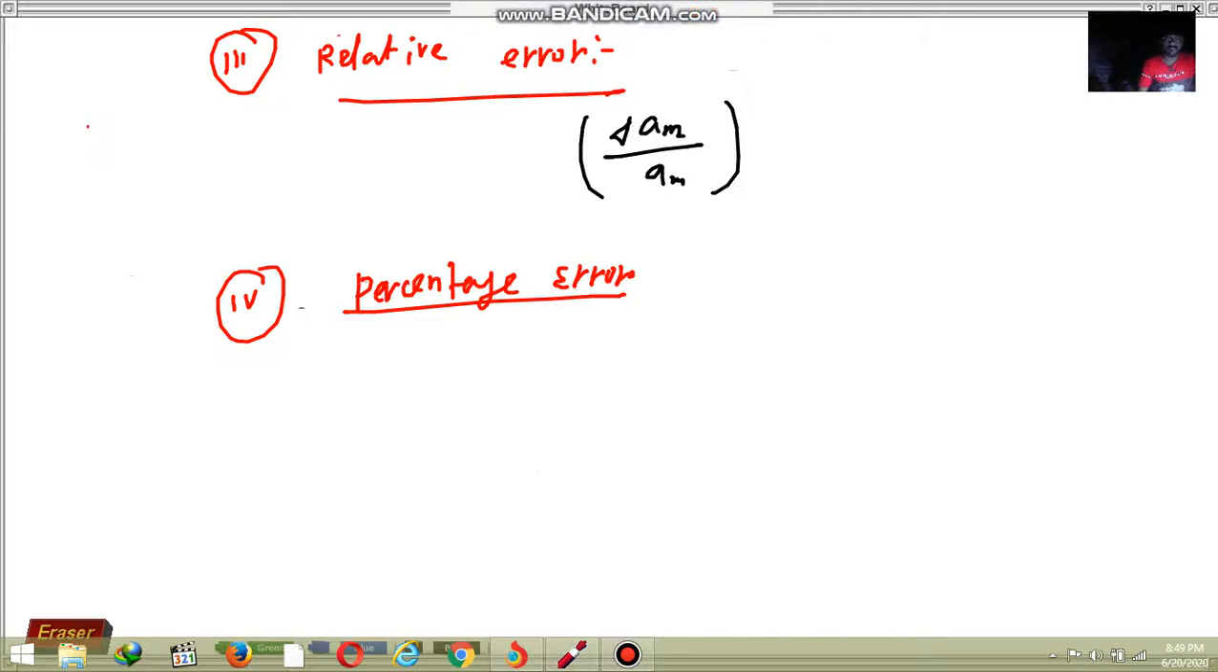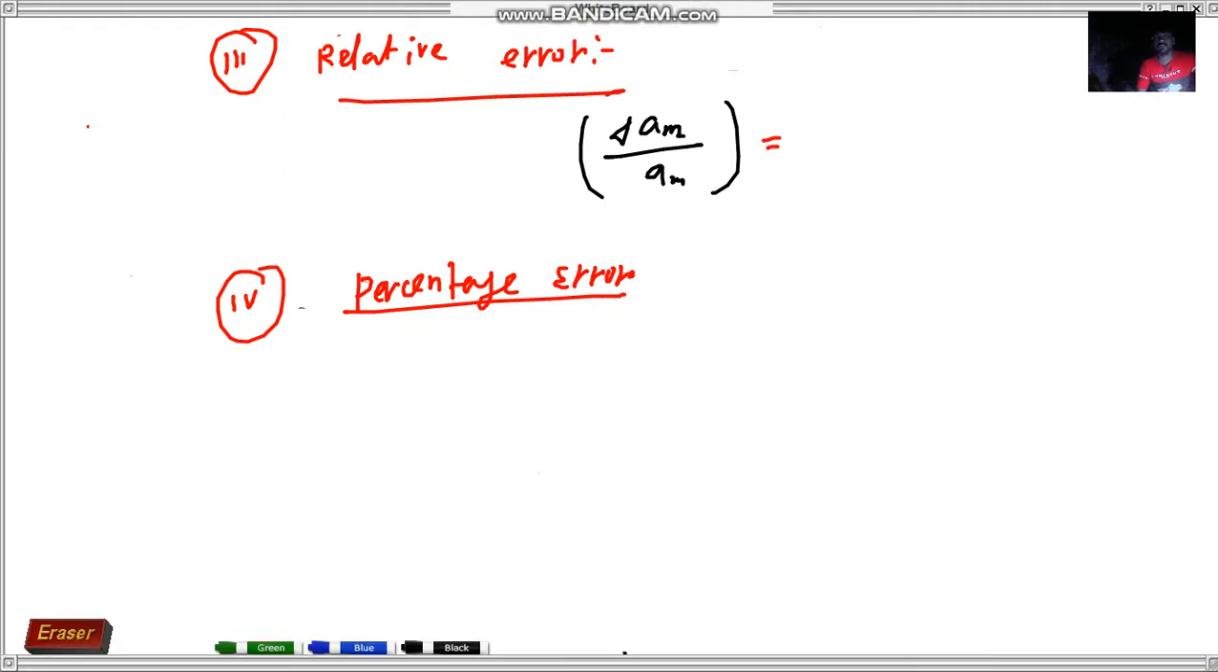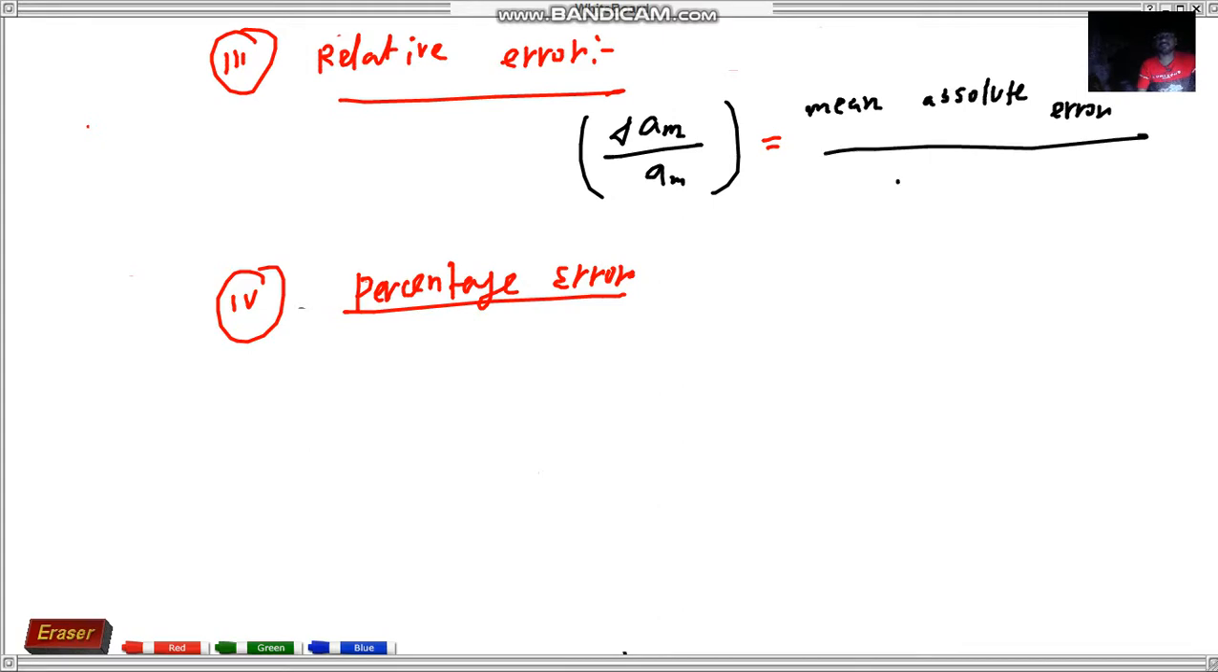So we have done relative error. Relative error is the ratio of the mean absolute error divided by the mean value. This is defined as mean absolute error divided by mean value. This is also called relative error or fractional error.